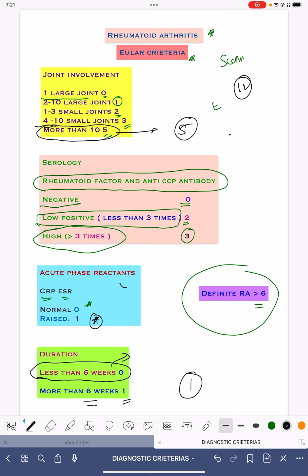If we do acute phase reactants and they are raised, then we add a score of 1, so automatically it will become 7. So it's a very important and interesting criteria to label the patient as having definitive rheumatoid arthritis. That's all for now, and thank you.